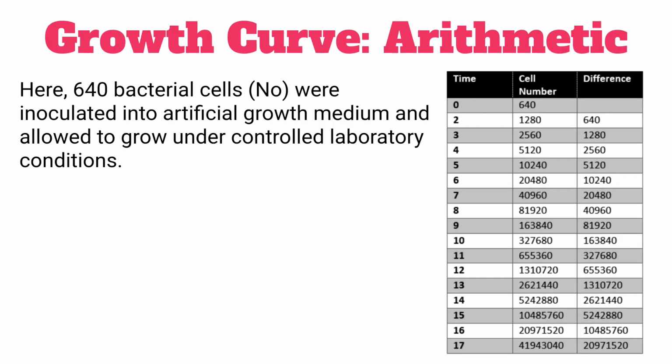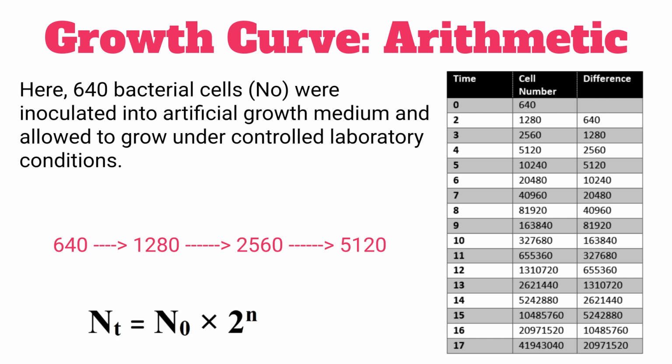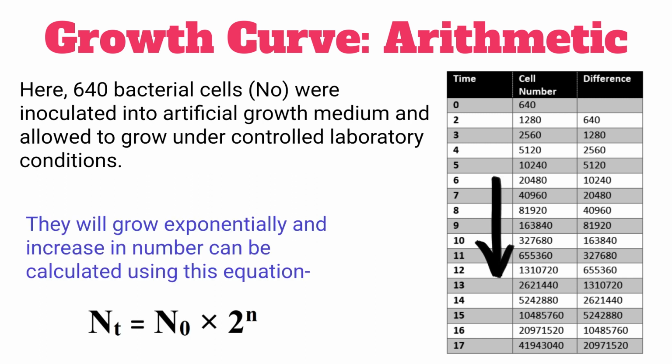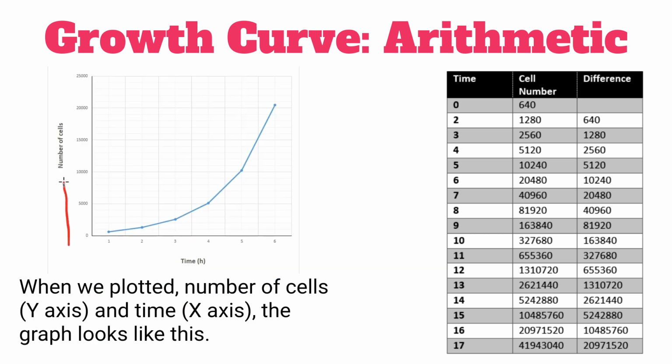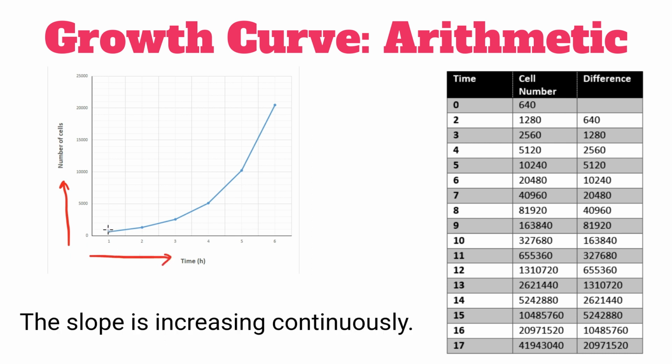Suppose initially only 640 bacterial cells were inoculated into artificial growth medium and allowed to grow under controlled laboratory conditions. What will happen? The bacteria will divide exponentially and the number of bacteria will increase in this way, and the exponential growth is characterized by the number of cells doubling within a constant time interval. In this way, when the cell number is plotted on arithmetic coordinates as a function of time, you will obtain a curve like this with a continuously increasing slope.